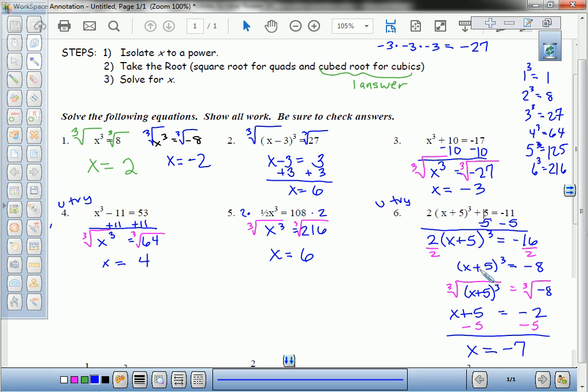So now we have x plus 5 cubed equals negative 8. Now we have to get rid of the power by taking the root. So it's a cube root. The cube root of negative 8 is negative 2. And then the last step is to solve for x. We'll subtract that 5 from both sides and we get x equals negative 7.